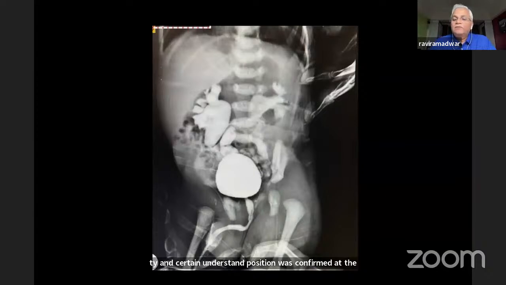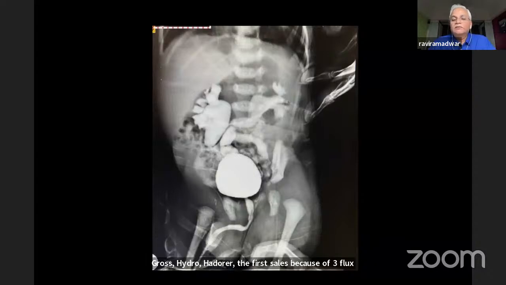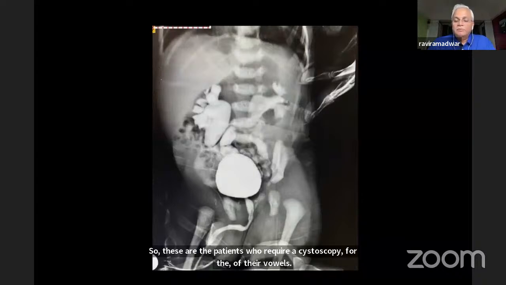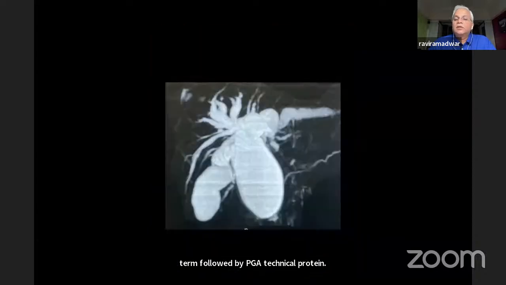This is something you can get for antenatally diagnosed hydronephrosis. A PU valve with bilateral gross hydroureteronephrosis because of reflux. So these are the patients who will require a cystoscopy, fulguration of their valves, further assessment of their bladder, assessment of their renal parameters, growth and development, and a long-term follow-up by the pediatric nephro team. That is what is being done by Pankaj at this point of time.